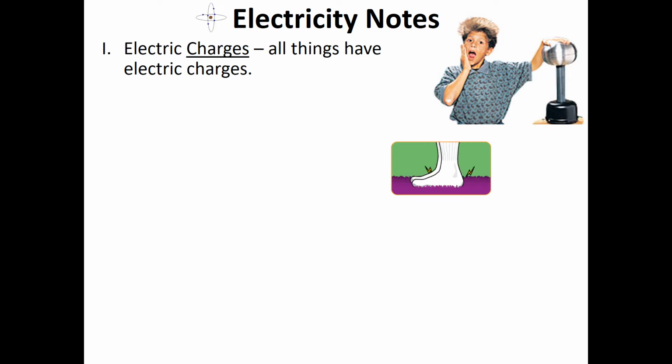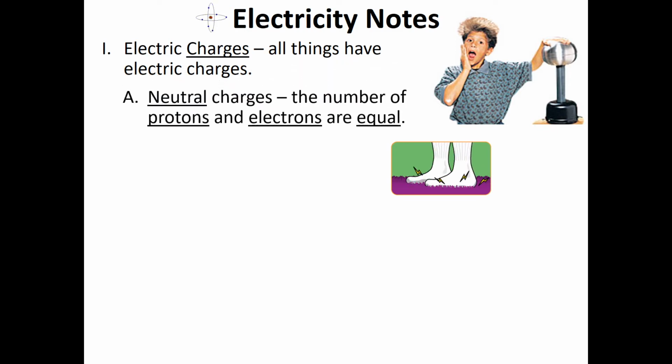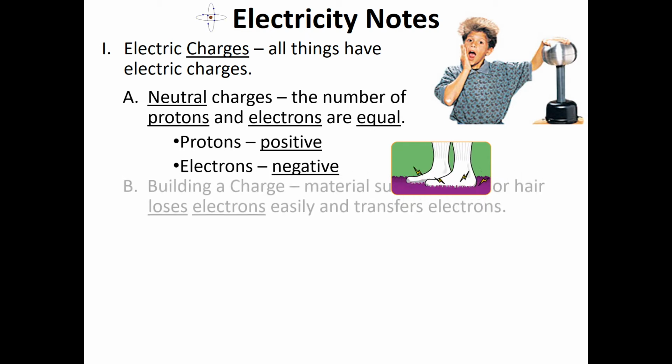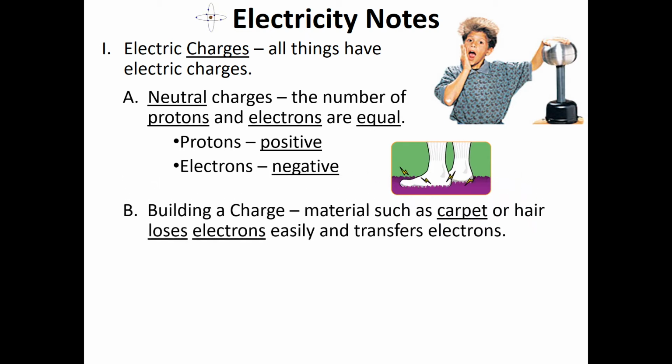So all things have electrical charges. Neutral charges occur whenever the number of protons and electrons are equal. Protons have positive charge, they're at the center of the atom, and electrons have negative charges. Building a charge, materials such as carpet or hair lose electrons easily and transfer electrons.